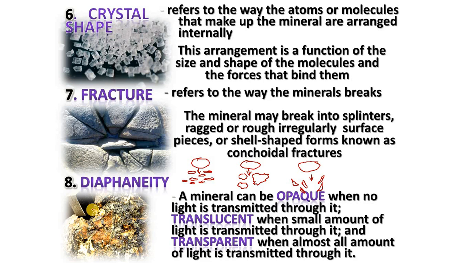Color is concerned with the reflected light, the reflected light on the surface, which gives the appearance of the mineral. For luster, it is how minerals interact: is it reflecting light, refracting light, or absorbing it? For diaphaneity, how does it transmit light? We have three: opaque, translucent, and transparent.